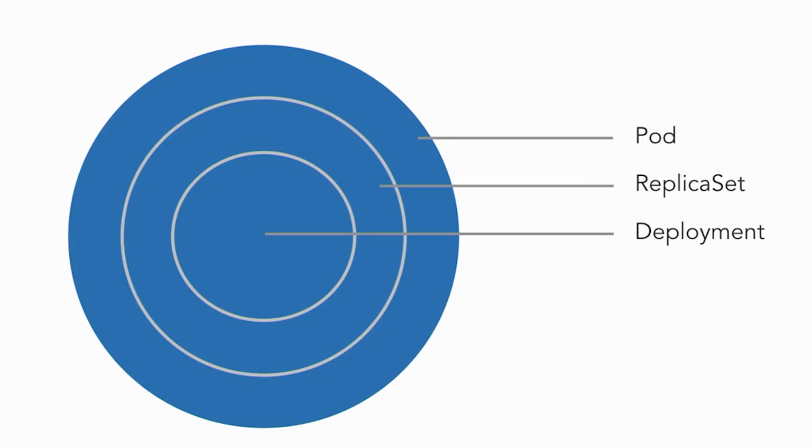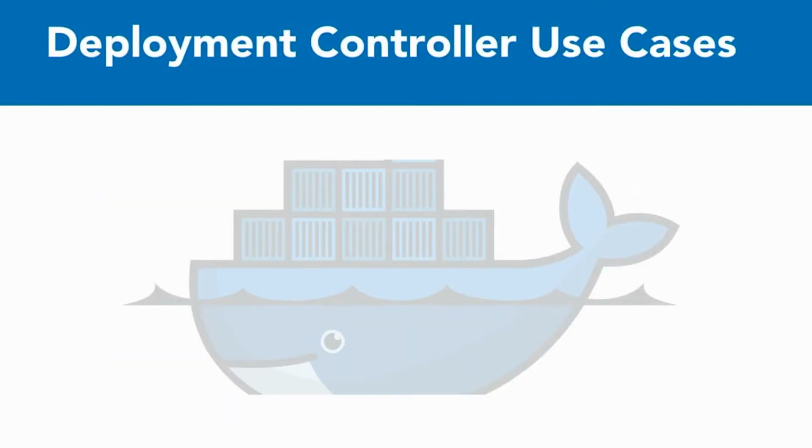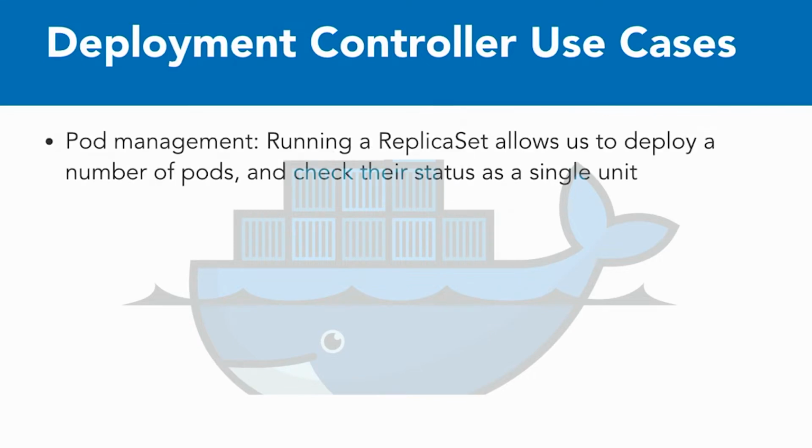A new replica set is created each time a new deployment config is deployed, but it also keeps the old replica set. This allows you to easily roll back to the old state if something isn't quite working correctly. Deployment controllers and objects are higher-level constructs that were introduced to solve specific issues.